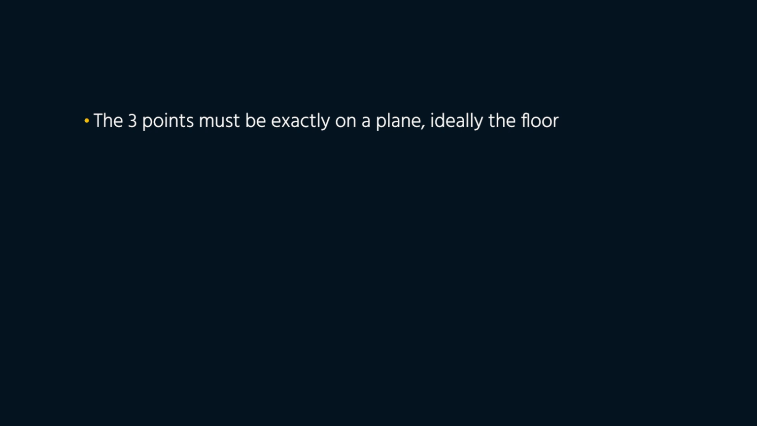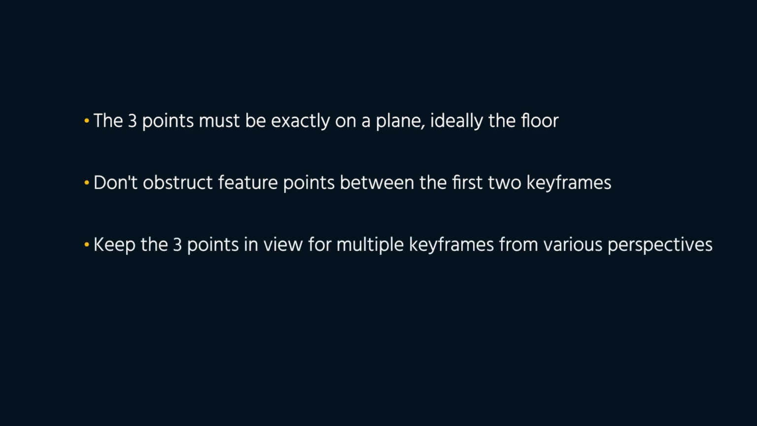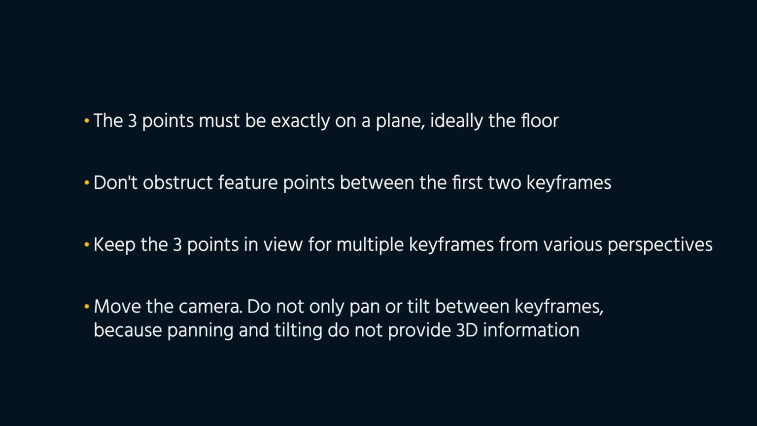The 3 points must be exactly on a plane, ideally the floor. Don't obstruct feature points between the first 2 keyframes. Keep the 3 points in view for multiple keyframes from various perspectives, and move the camera. Do not only pan or tilt between keyframes, because panning and tilting do not provide 3D information.